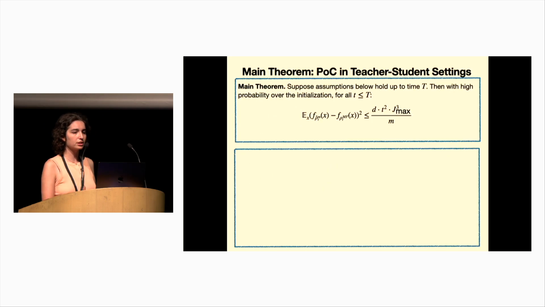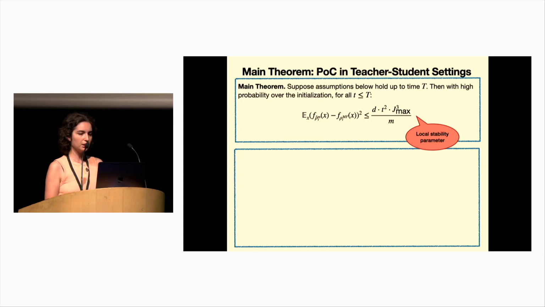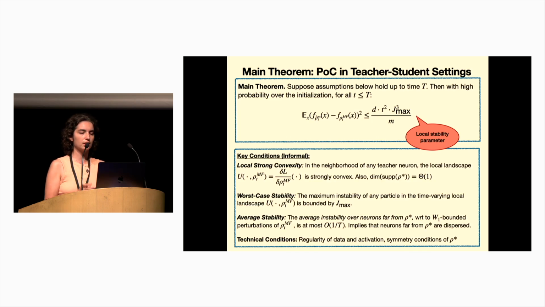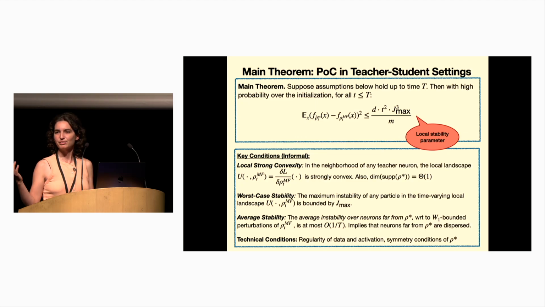And our main results show that if a certain set of assumptions hold, which I'm going to show below, then with high probability over the initialization of the neural network, the distance between this mean field neural network and this width m neural network is going to be bounded polynomially in d, in the time, and this extra parameter j max, which is some sort of local stability parameter, divided by m, the width. Okay, and these are the assumptions. I don't have time to get into them, so I'll just leave it at this. And if you have questions, feel free to ask about the assumptions or anything else.